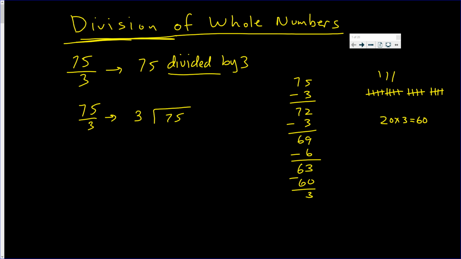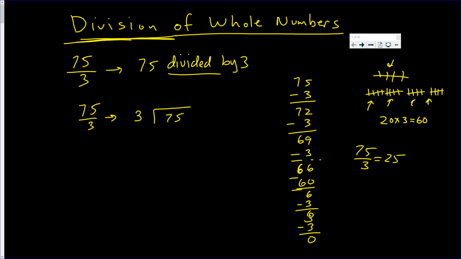Oh, excuse me. 69 take away 3 is 66. And then if you take away 2 3's at once, you'll just be left with 6. And it's up to you. You can take away 2 3's at once, but I'm going to only take away 1 at a time. Then I take away another 1. 5, 10, 15, 20, 25. 75 divided by 3 is 25.